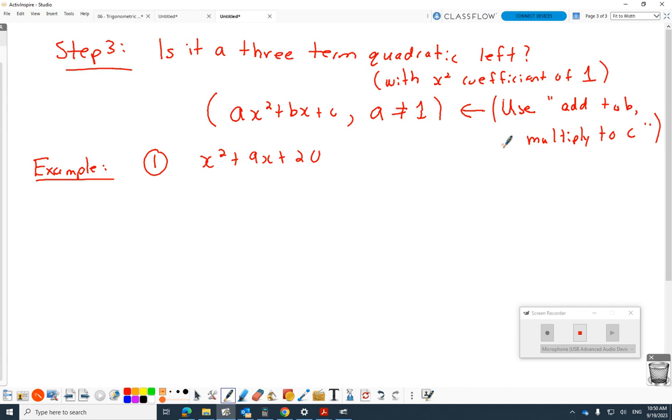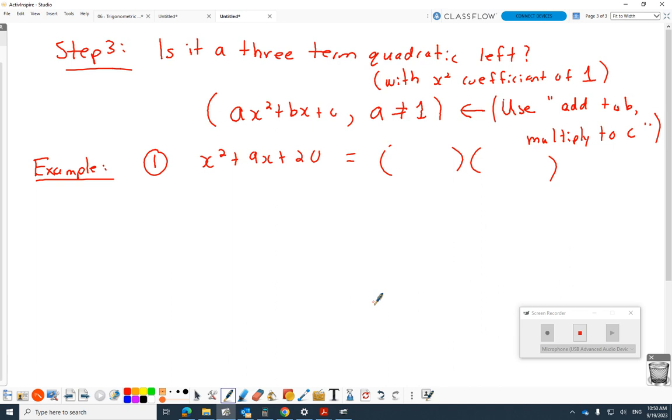If this thing foiled out to x squared plus 9x plus 20, whatever these two numbers in the end of the brackets are, they've got to multiply. They've got to do the L in FOIL out to 20. I need two numbers that multiply to 20. But those two numbers also have to add to 9.